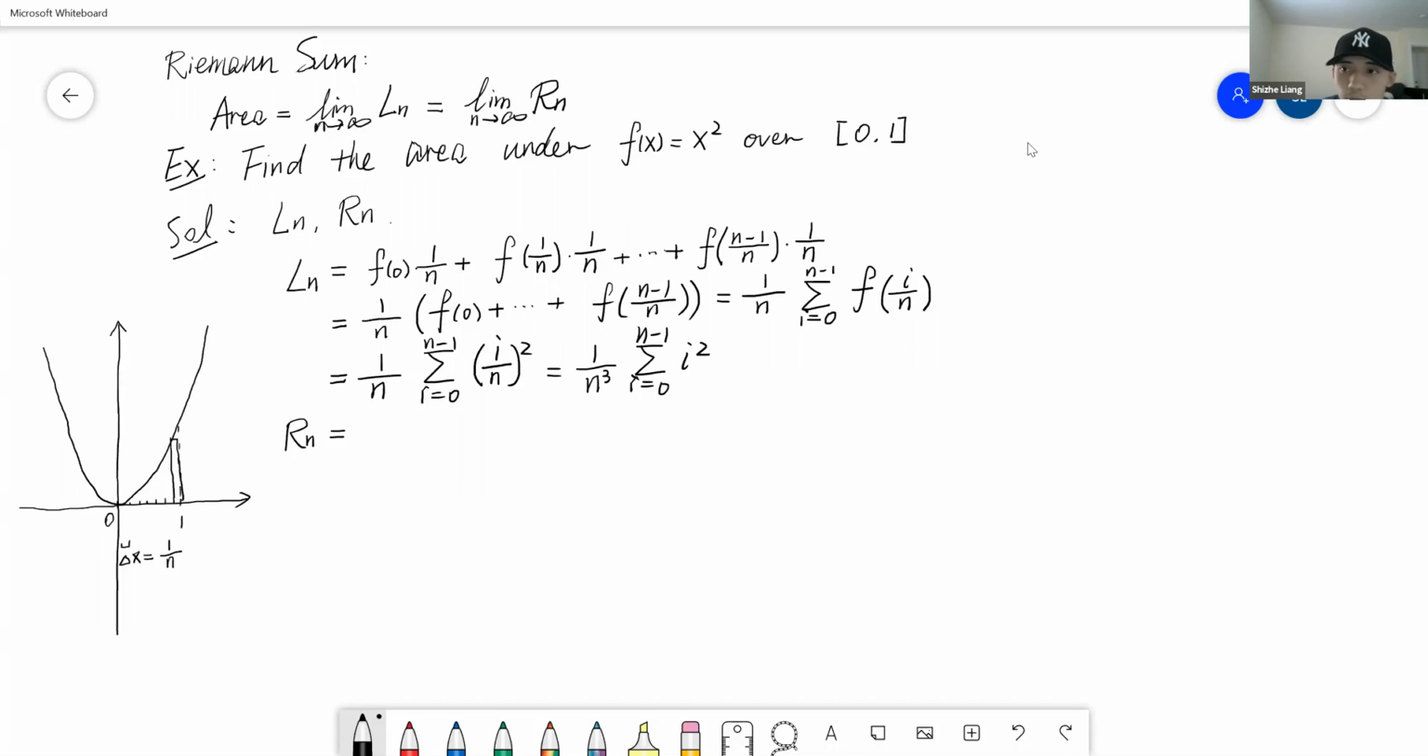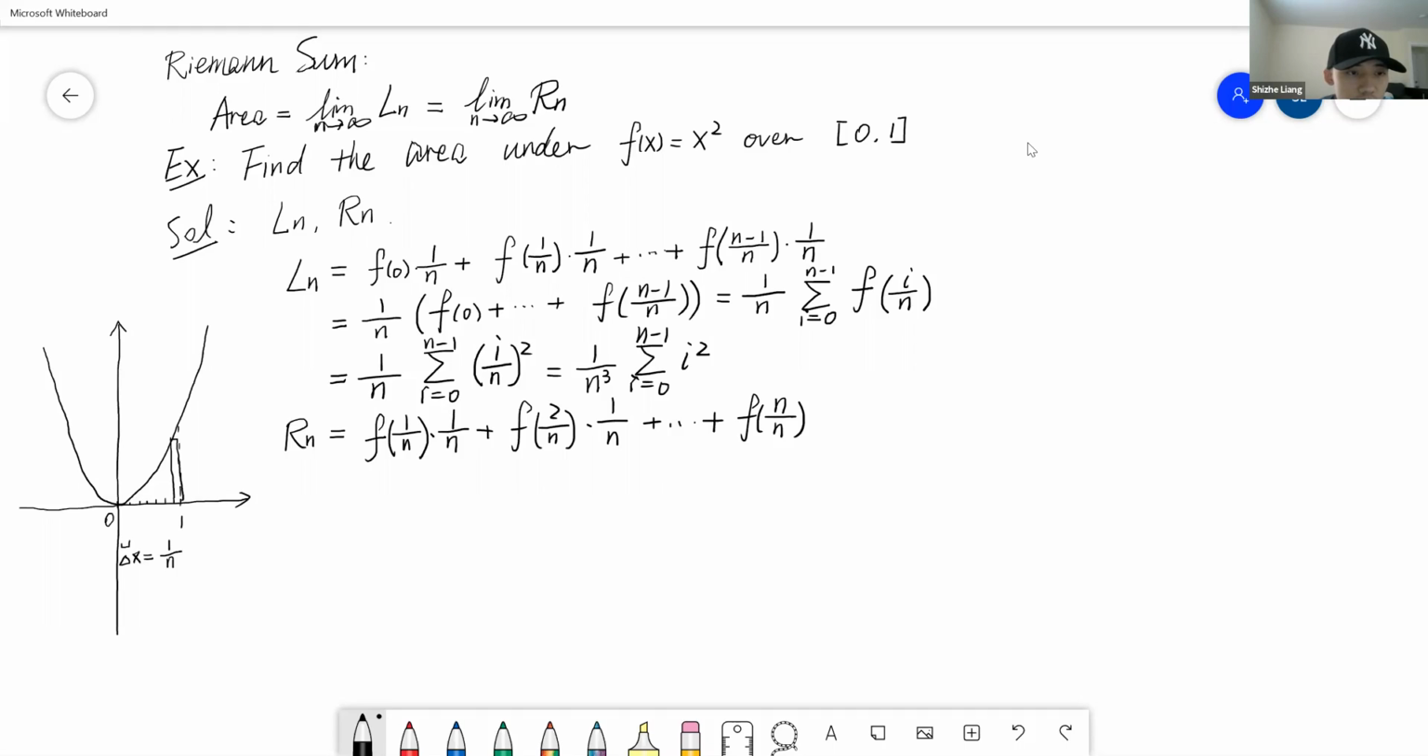Okay. Rn, the procedure is exactly the same, except that we're now using the right endpoint for each sub-rectangle. So this is equal to, what's the first right endpoint? It is 1 over n, right? So we are going to use f of 1 over n times the width of the first rectangle, which is again 1 over n. And similarly, f of 2 over n times the width 1 over n, and so on. And what is the last right endpoint? It is clearly just 1, or n over n, right?